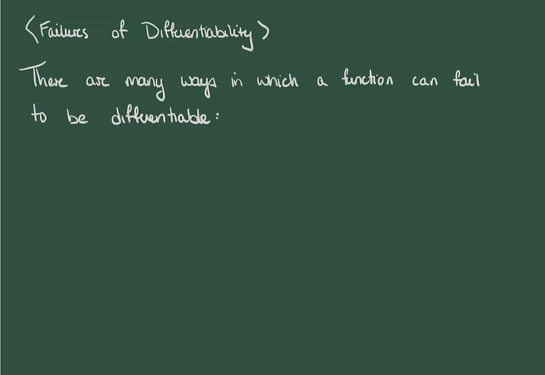We've talked about how functions can fail to be continuous, so the next natural step is to talk about how a function might fail to be differentiable.